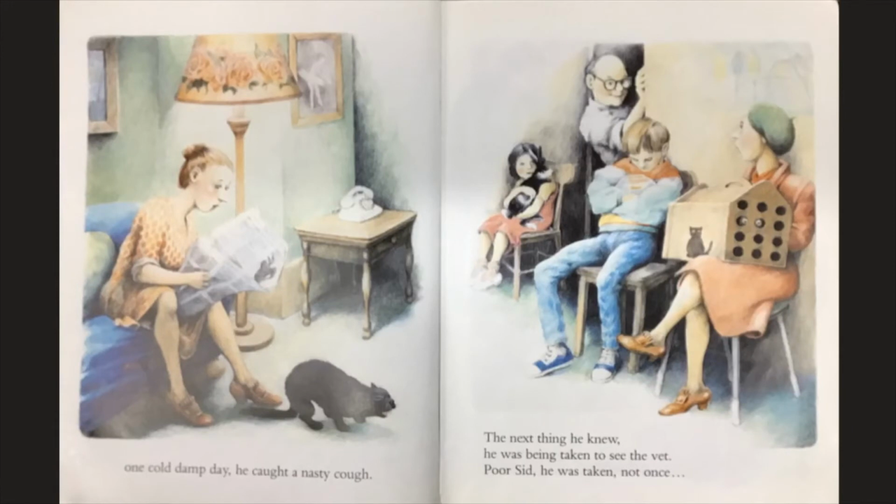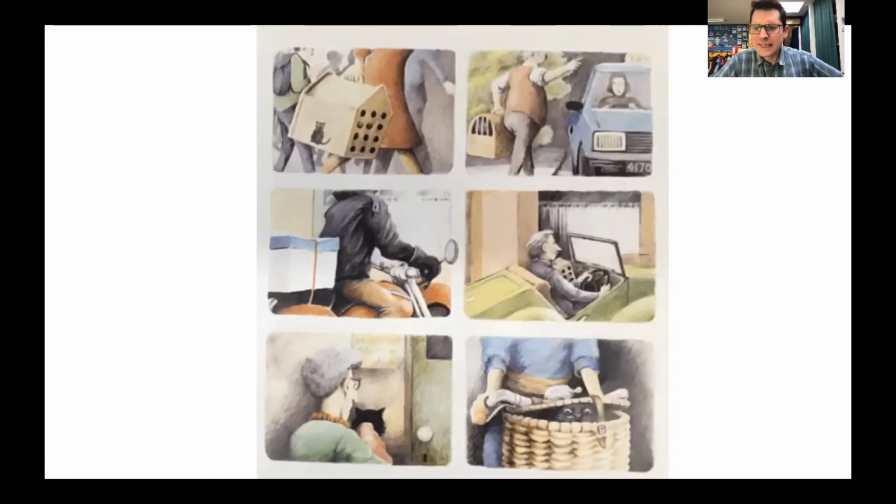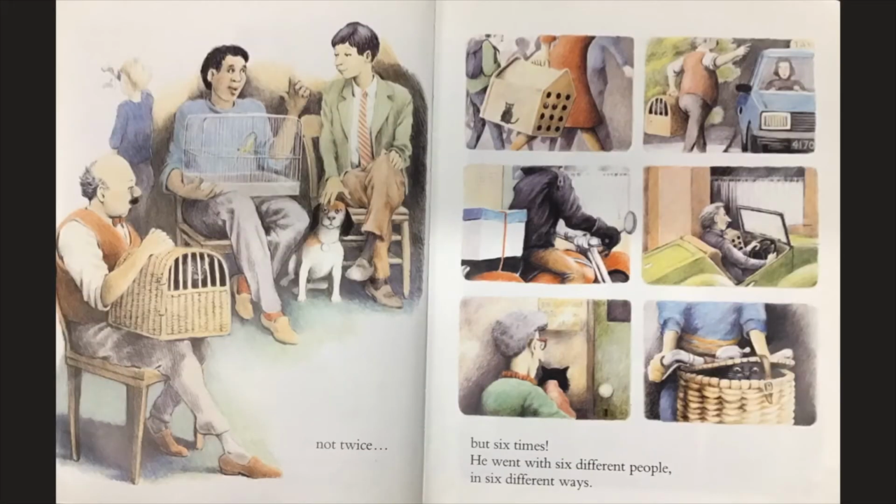The next thing he knew, he was being taken to see the vet. And poor Sid, he was taken not once, not twice, but 6 times. So he went 6 times? Why did he go 6 times to the vet? That's right. Sorry, I remember. He goes 6 times because he lived in 6 houses. Poor Sid. He went with 6 different people in 6 different ways.